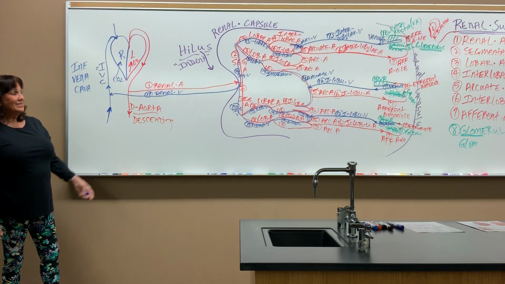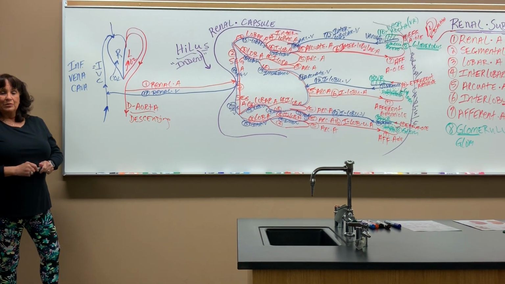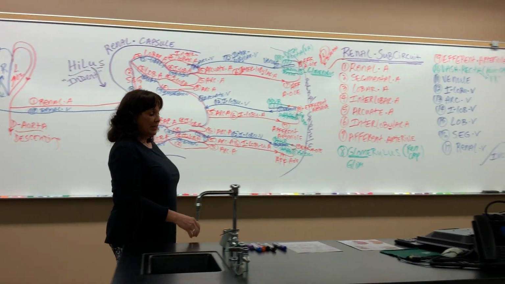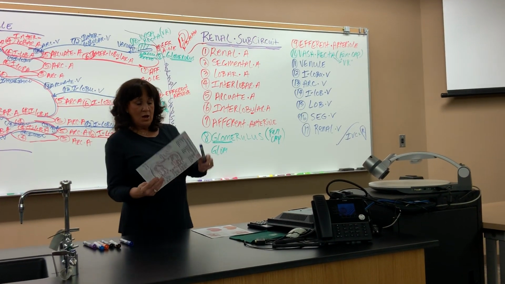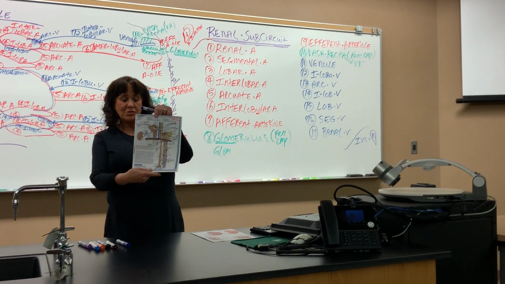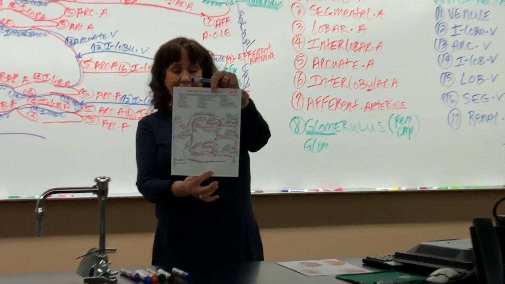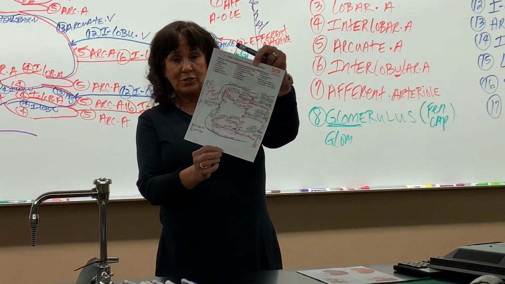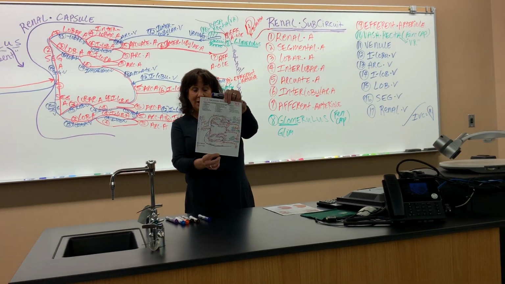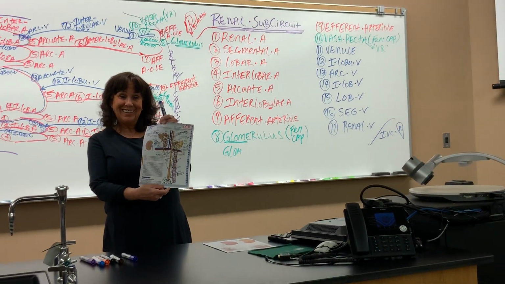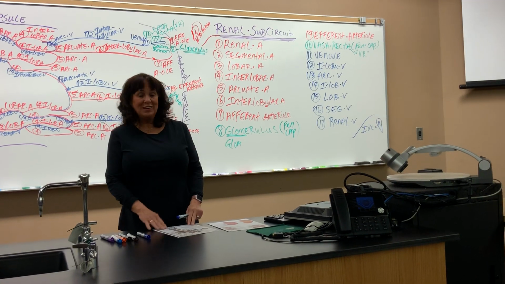So that is the entire pattern for the renal subcircuit. Those are the steps over there. And it is also on the back of the nephron sheet. My drawing right there also is on the back, and this will be posted on Moodle also. And you'll get a copy in class, if we're in class. So that's it for the renal subcircuit.